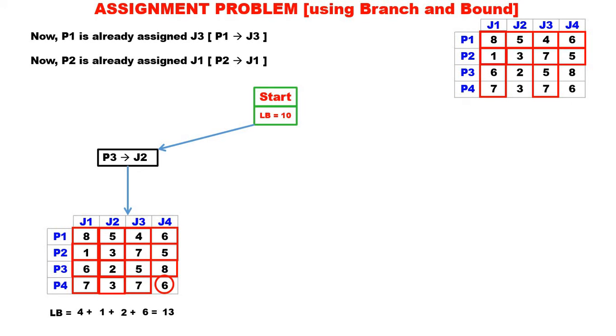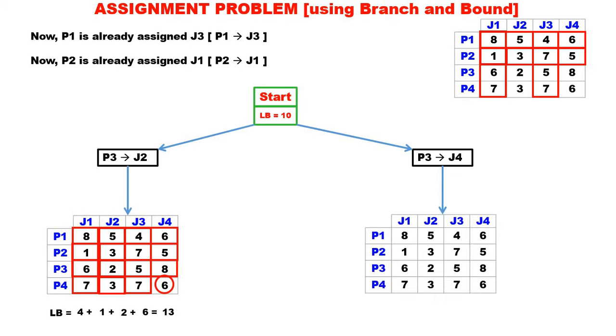Very good. Next, P3, can it be assigned to J3? No, P3 cannot be assigned to J3 because P1 is already assigned to J3. P3, can it be assigned to J4? Yes, that is possible. J4 is not assigned till now. Therefore, P3 to J4 is possible. Let us see what is the value that you get for P3 assigned to J4.